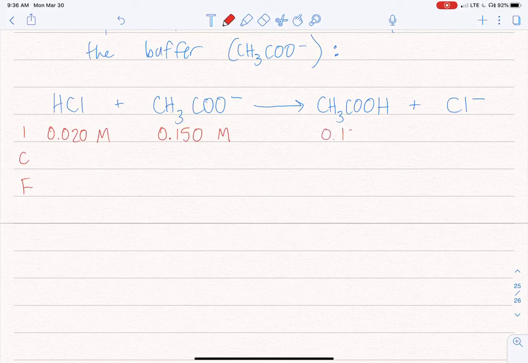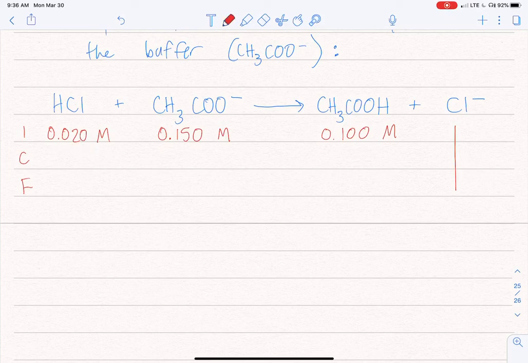I also had 0.100 molar acetic acid at the beginning. Chloride I don't care about because it's not going to affect the pH of the solution. So, do I have enough acetate to consume all of the added strong acid? I sure do, right? This number is much bigger than this number.